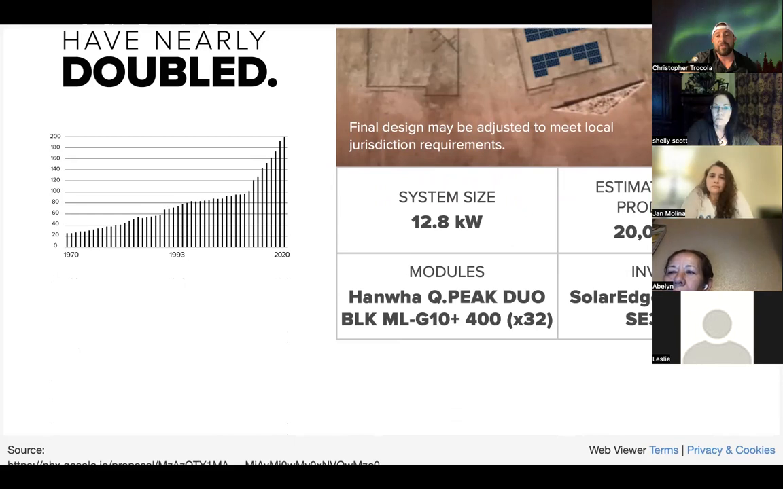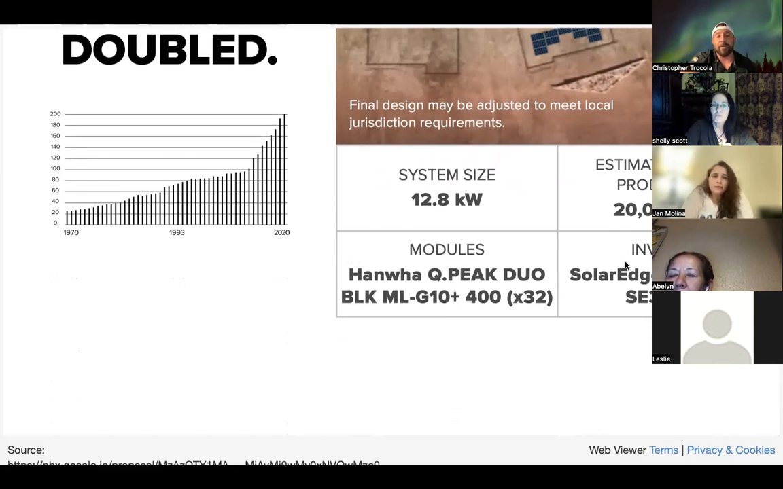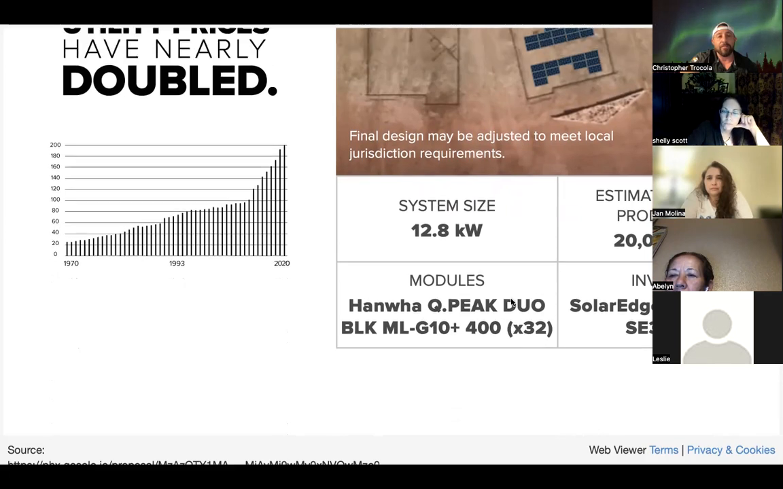We're using SolarEdge. We're just going to do the SolarEdge 10,000 on this one. We're not going to do the 2. I don't know who the solar proposal writer was on this one, but I just haven't left it yet. We've already upgraded to the 10,000. The Hanwha Q-Peak Duo Black, the 400s. We use 32 of them on this house.